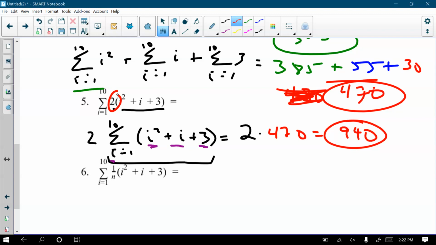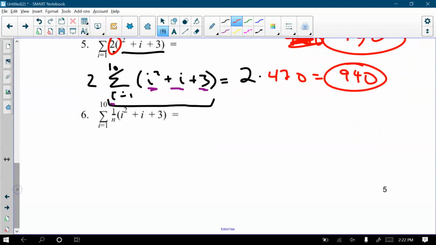So in fact, I could take care of number 6 in 2 ways. The 1 over n is not dependent on i in any way. There's no i associated to it at all. So I could rewrite the summation as 1 over n times the sum from i equals 1 to 10 of i squared plus i plus 3.